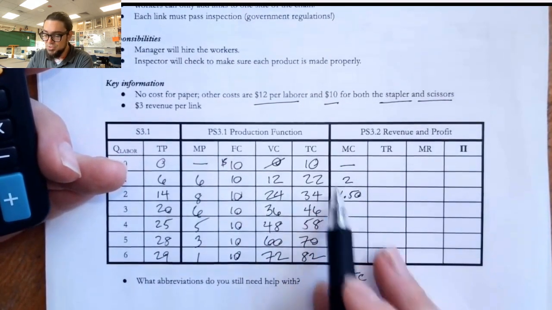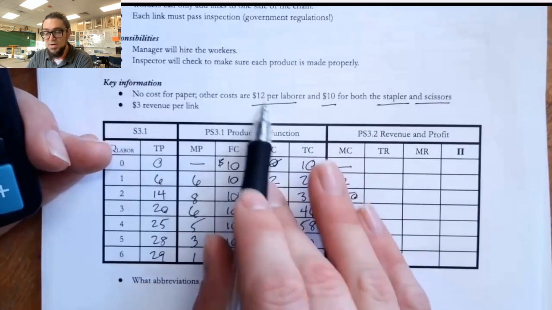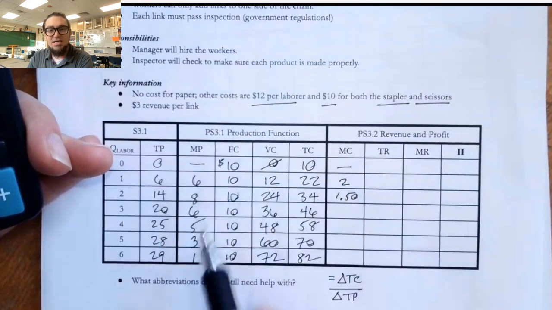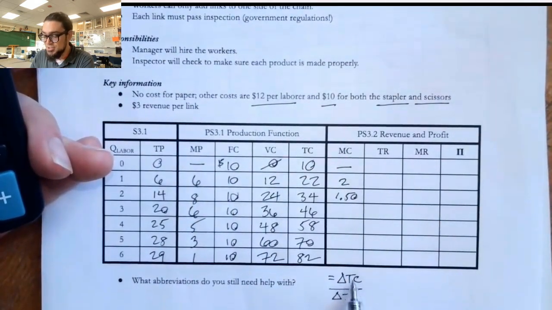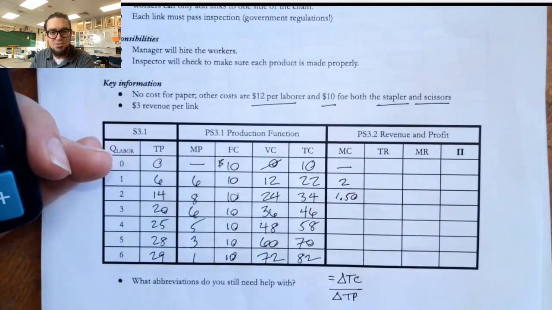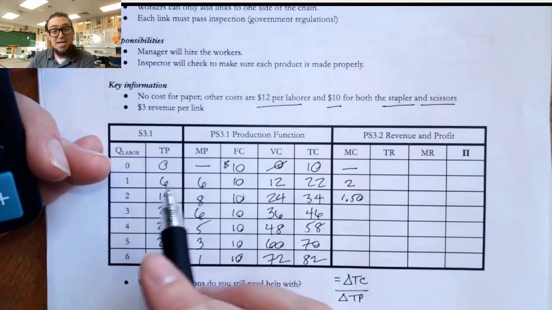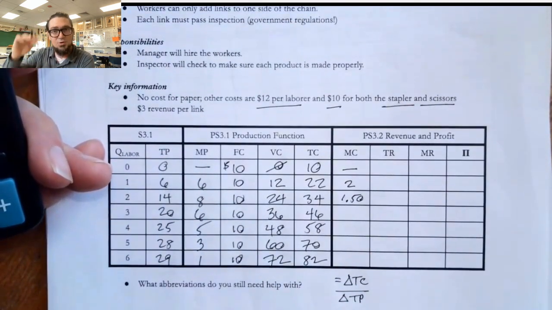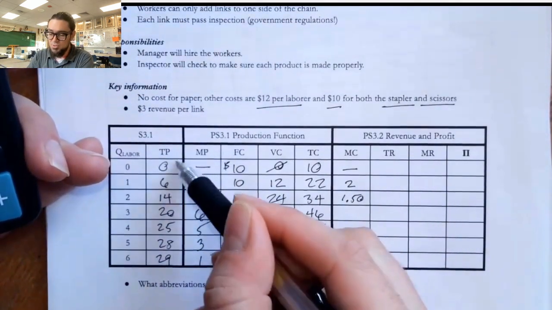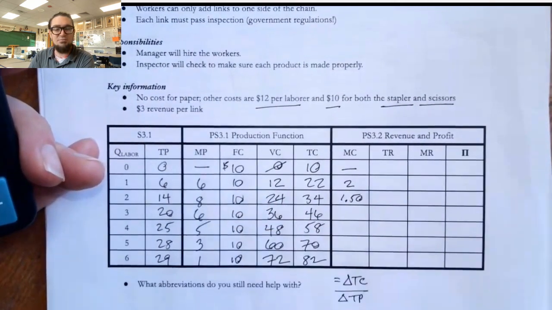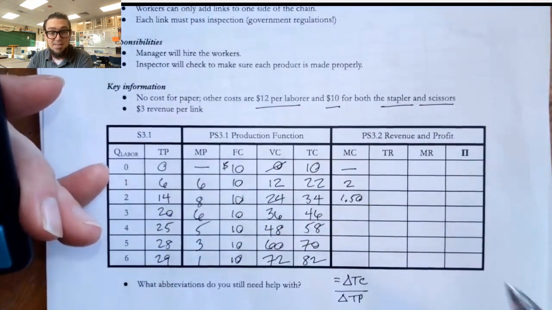And by the way, the change in total cost here is driven by the fact that every time we're hiring a new worker, it costs us 12. So normally the change in total cost is actually going to be the number that's changing, but not the change in total product. But this one is a little bit different because of how we collected our data. We're not given a total product of 0, 1, 2, 3, 4, 5. We're given total product 0, 6, 14, 20, 25, 28. So that's why we have to do this little bit of extra math.